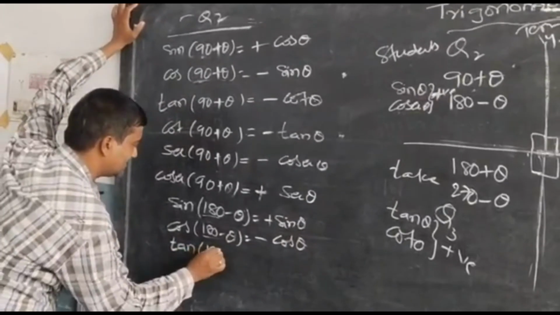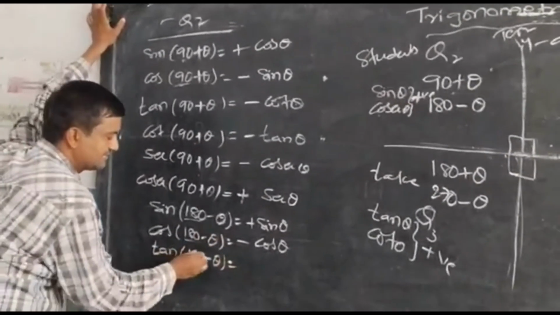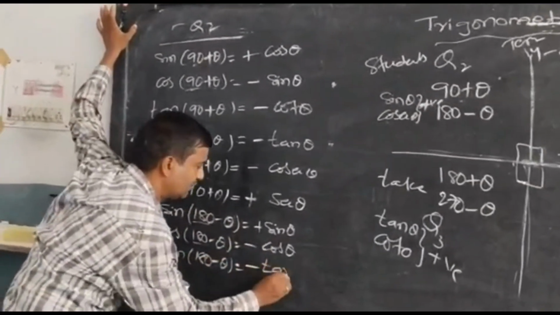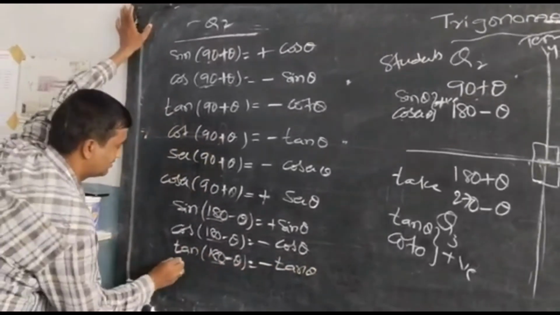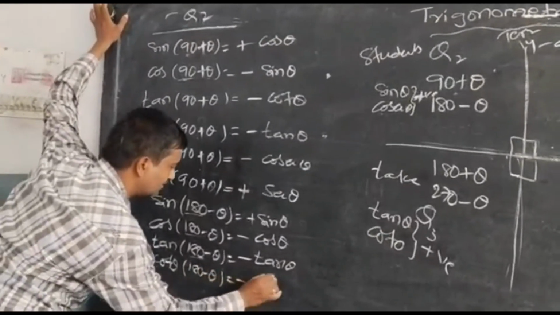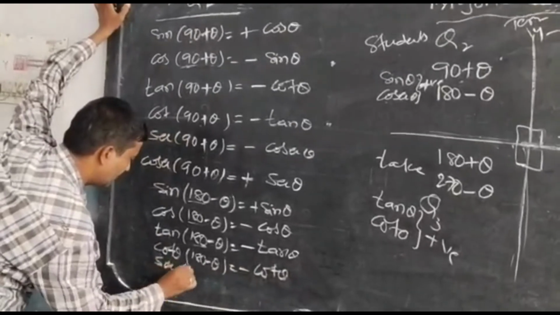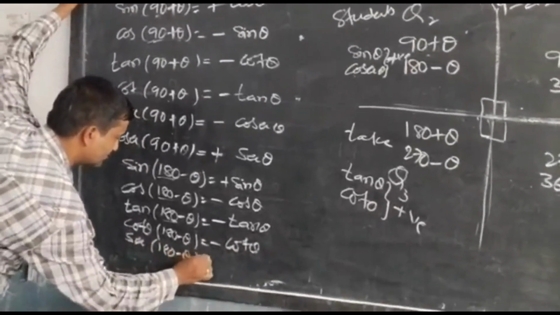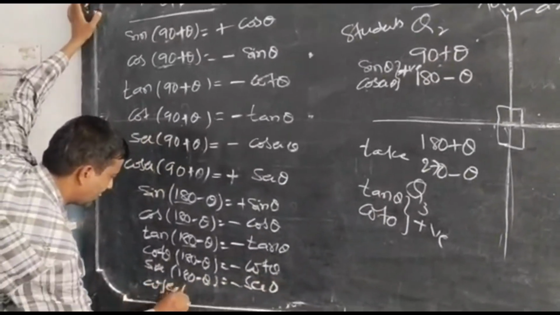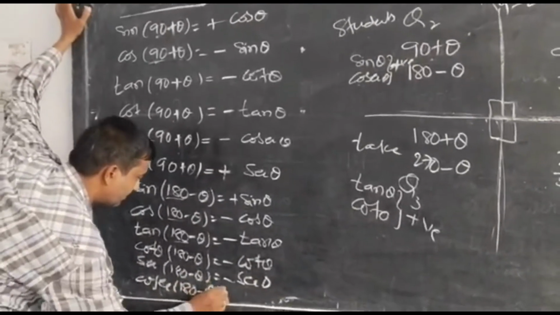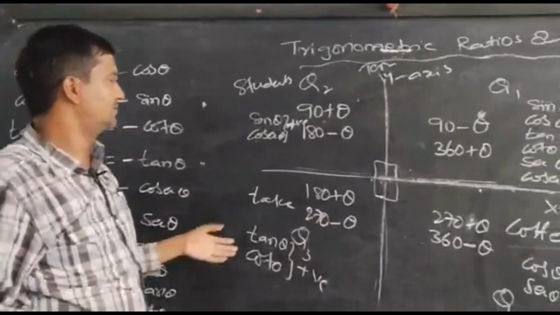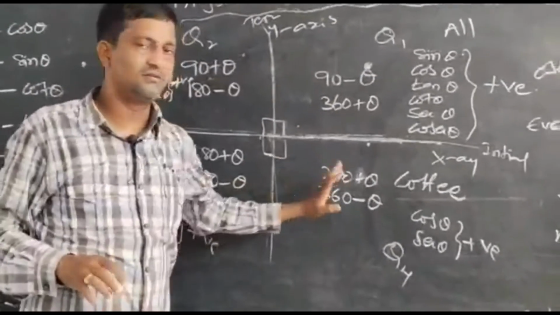Tan 180 minus theta. 180 minus theta lies in the second quadrant. In the second quadrant, tan is negative. That is minus tan theta. The angle is 180, there is no change. Cot 180 minus theta. That is what? Minus cot theta. Secant 180 minus theta is equal to minus secant theta. Cosec 180 minus theta is plus cosec theta, because cosec is positive in the second quadrant. So try to write the third quadrant and fourth quadrant. Thank you.